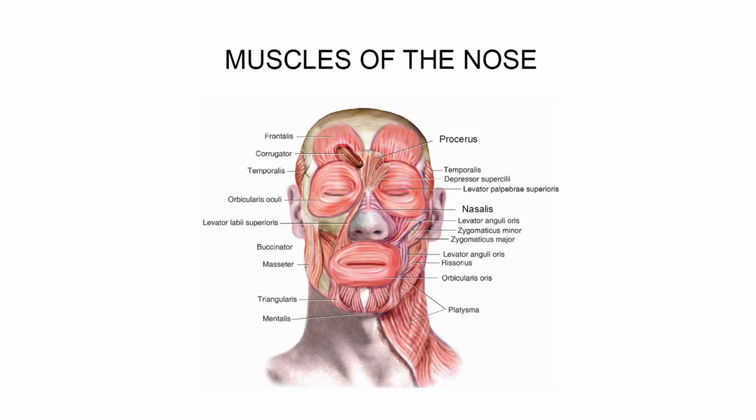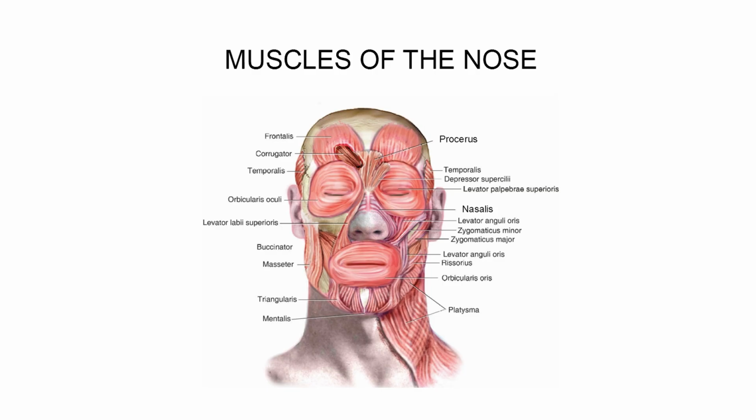The procerus muscle lowers the eyebrows and causes wrinkles across the bridge of the nose. So if you've ever looked at this popular old show where there was like a little crinkle of the nose and they would do the little tee-doo, this is the muscle that is responsible for that, the procerus muscle.